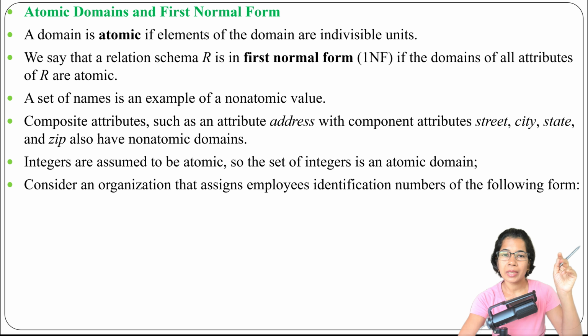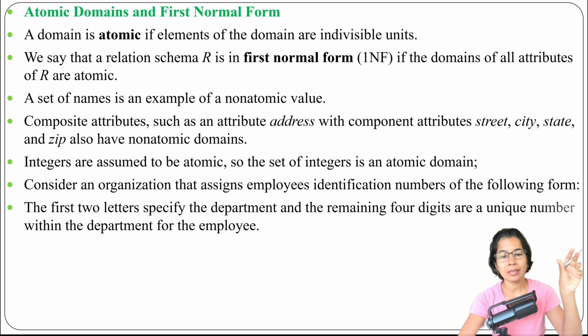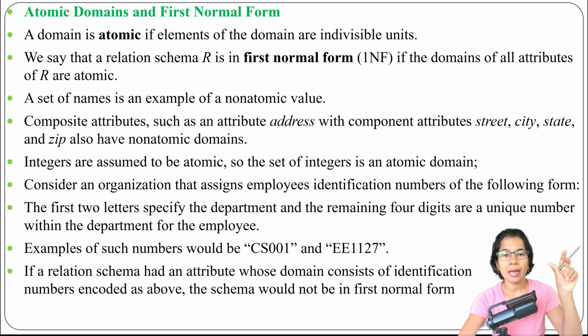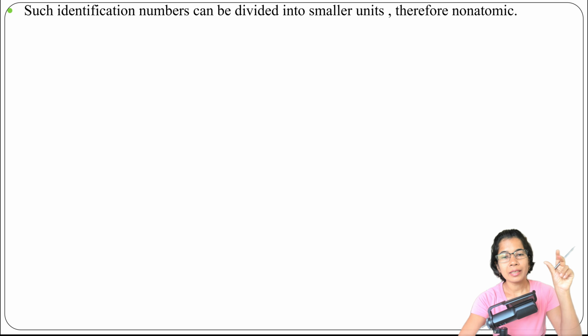In some companies, ID numbers are a combination of alphanumerics. That means there are some alphabets for the department and there are some numbers, and that is non-atomic. For example, CS001. CS for computer science, 001 is the code. Then EE for electrical engineering, 1127. So these are combinations of alphabet and numeric. So such types of identification are non-atomic. This cannot be atomic. As you can divide it into smaller units, it is non-atomic.